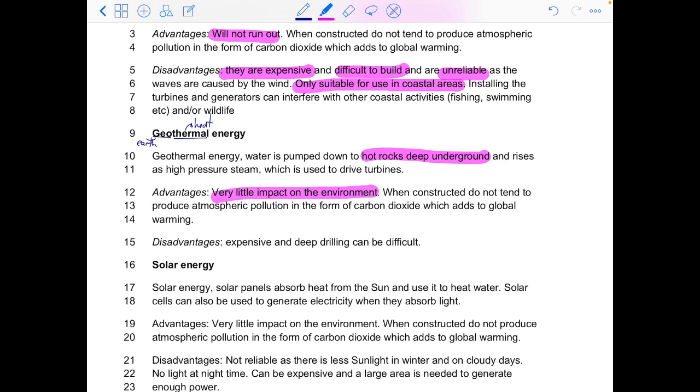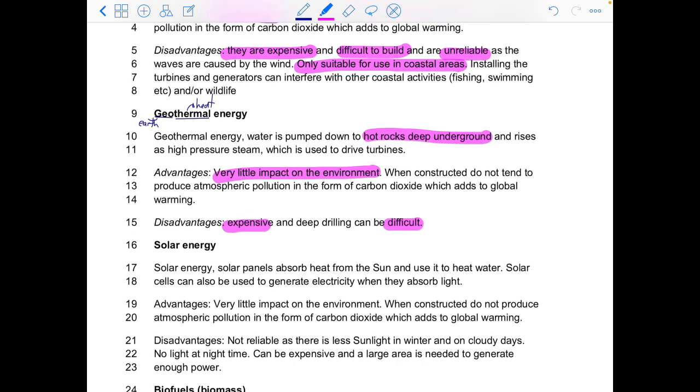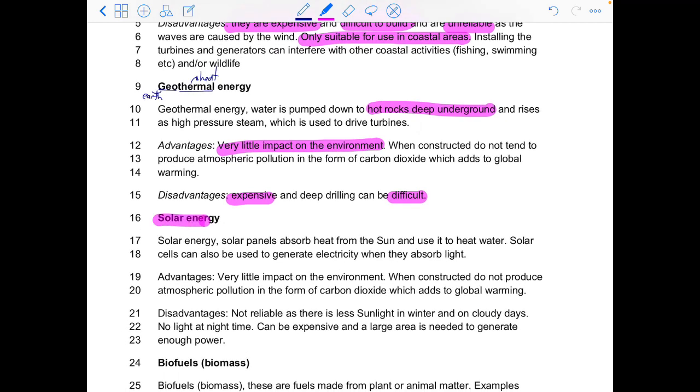Depending on where you are though, it is very expensive and very difficult. So you don't see it a lot in the UK because that heat is further away, whereas in other places like Iceland, it is a lot closer. So that's geothermal energy. Solar energy, hopefully you do know that solar energy is energy from the sun.